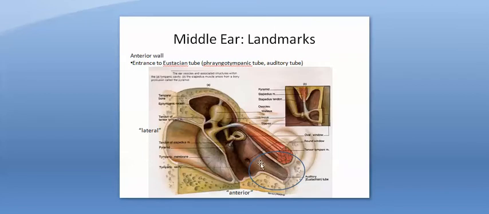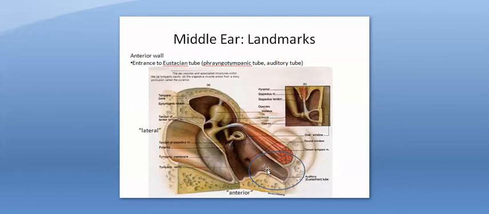And the eustachian tube is right here. It travels forward from the middle ear, forward and medially, and will drain in your pharynx. Okay, so if you have fluid in your middle ear, it's eventually going to drain through here.